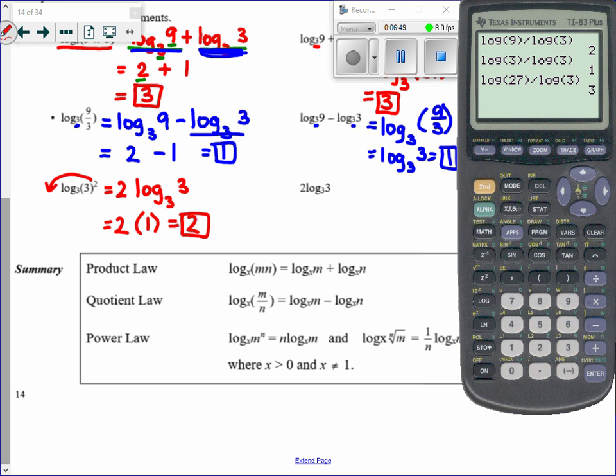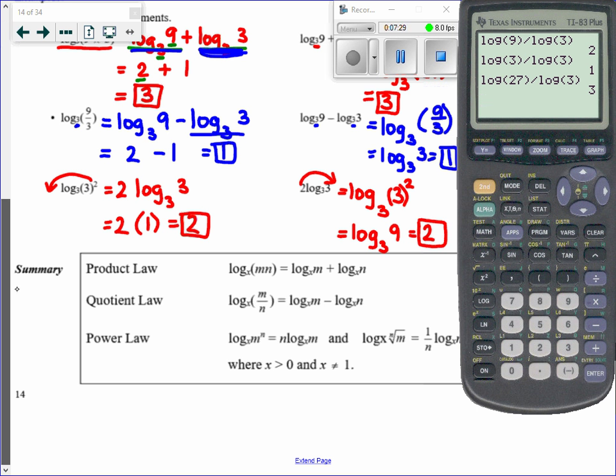Now I can apply this law the other way. When I see the 2 in front of a log, I can just bring it up here as the exponent. That's the same thing as log 3 of 3 squared, right? I'm going to put that 3 in brackets to show that it's that 3 that's squared. That's log in base 3 of 9. I can either plug this in on my calculator, log 9 divided by log 3, or I can just say 3 raised to what power would give me an answer of 9. 3 squared would give me an answer of 9, right? So that is my final answer.